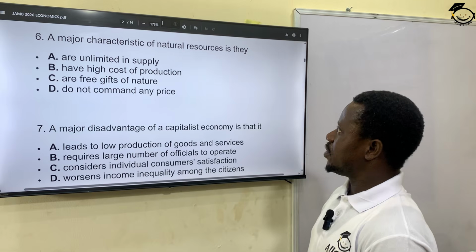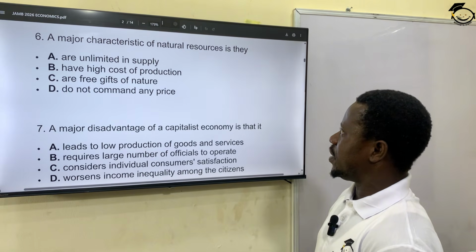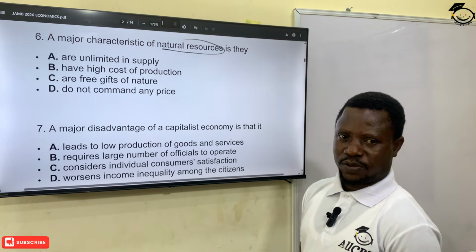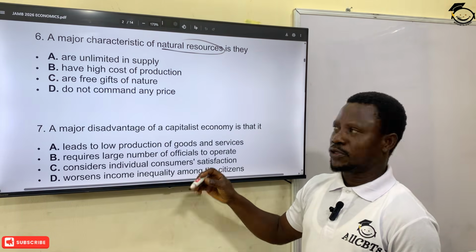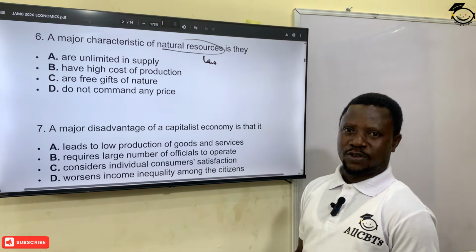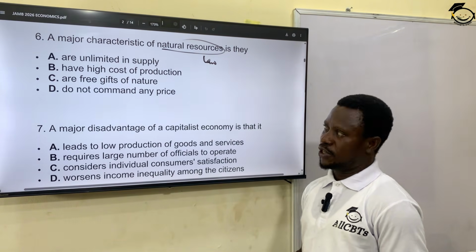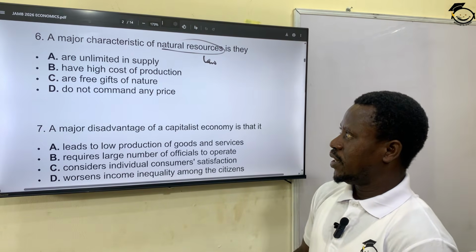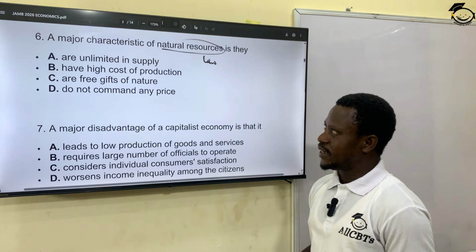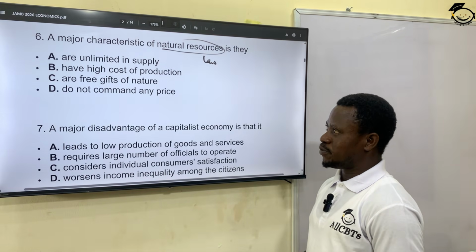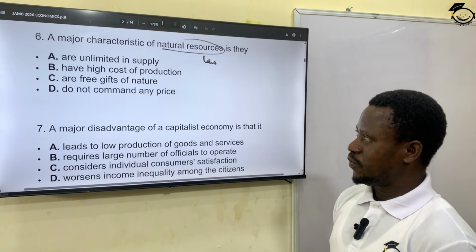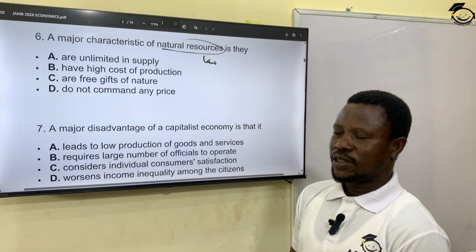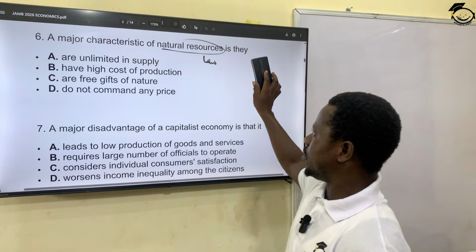A major characteristic of natural resources is they. What is the natural resources? We are talking about resources given by nature. For instance, among the factors of production, we have land as a factor, as a natural gift of nature. So, what's the major characteristic of natural resources? A. They are unlimited in supply. They have high cost of production. They are free gift of nature. They do not command any price. The answer here is what? They are free gift of nature.